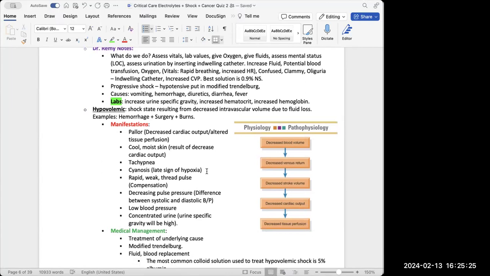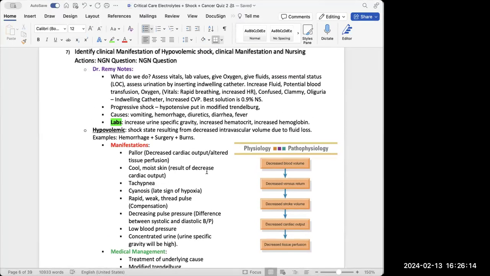So we talked about abnormal fluid losses, which can be hemorrhaging, burns, accidents, things like that, okay? So the manifestations are very closely related to fluid volume deficit. Pallor, because now in shock, they've gotten to the point where they have decreased cardiac output. They have cool skin. They have tachypnea. They have a rapid, weak, thready pulse. They'll have a low blood pressure and concentrated urine. If we're looking at all of these signs and symptoms, they're very similar to fluid volume deficit because this is just a more worsened result of fluid volume deficit.